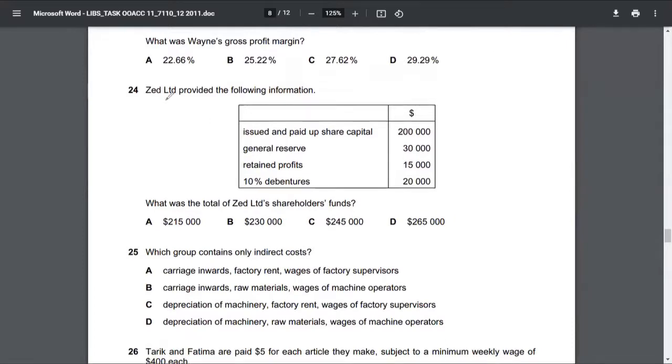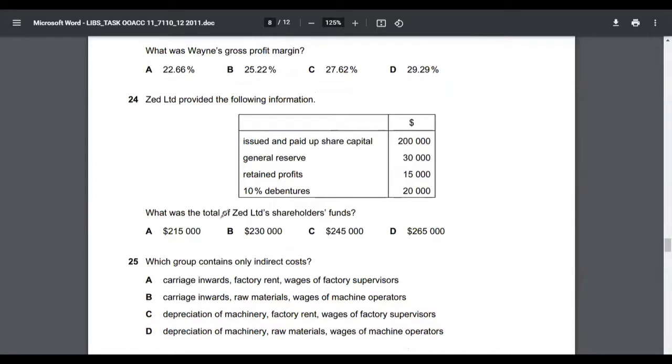Multiple choice 24. Z Limited provided the following information. What was the total of Z Limited's shareholders' fund? Shareholders' fund will include issued capital, general reserve, and retained earnings. Debentures is a liability. It has nothing to do with shareholders' fund. For sure, it provides funds to the company, but these are not classified as shareholders' funds because this liability has to be paid off at some point in time. Therefore, we would just sum up these three numbers, which have a total of $245,000. Therefore, the correct answer to multiple choice 24 would be option C.